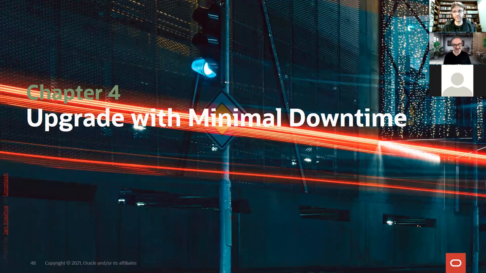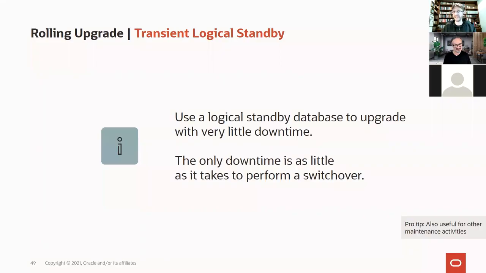And we have a super way to reduce the downtime when you do upgrades. It's what we call rolling upgrades. And we need to use Data Guard for that. So it's not automated by Fleet Patching and Provisioning. It's not automated by AutoUpgrade. It's something that you have to do either manually or by using some automation that I will explain now.